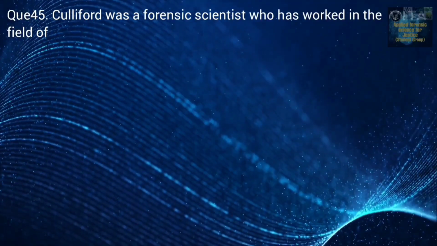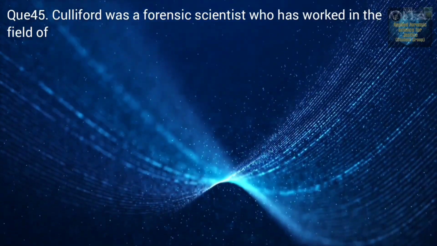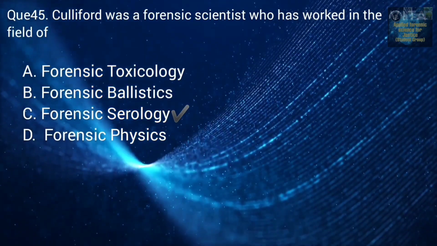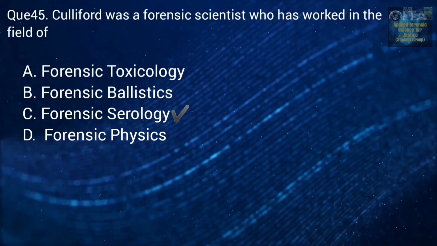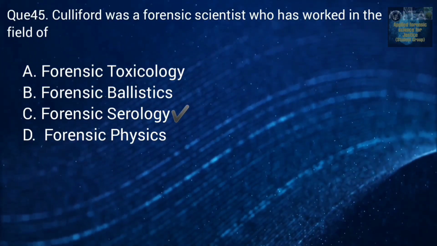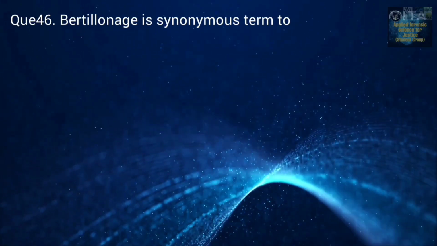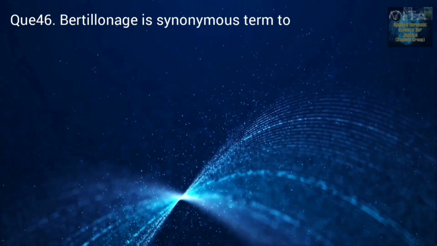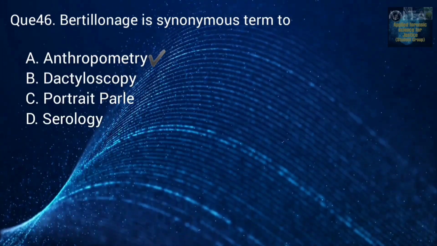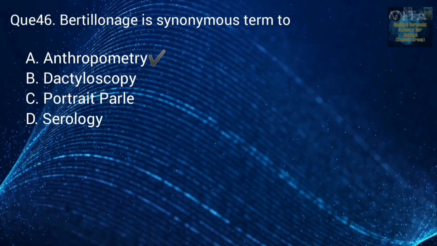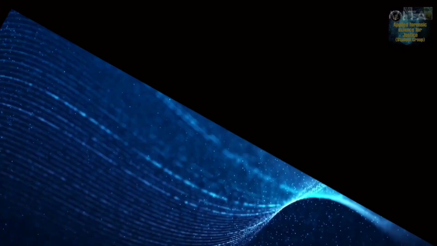Question number 45. Julie Ford was a forensic scientist who worked in the field of. Options are A forensic toxicology, B forensic ballistics, C forensic serology, D forensic physics. The correct answer is C forensic serology. Question number 46. Bertillonage is a synonym of the term. Options are A anthropometry, B dactyloscopy, C portrait parlé, D serology. The correct answer is A anthropometry.